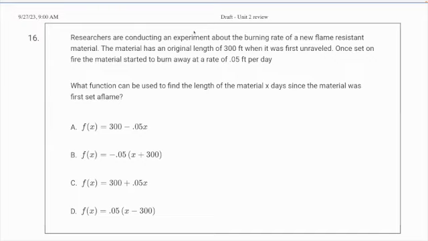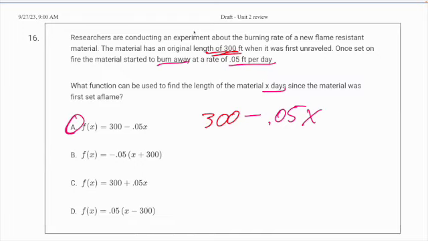Guys, let's take a look at this one. Researchers are conducting an experiment about the burning rate of a new flame-resistant material. My material has an original length of 300 feet. Now, it's set on fire and it is burning away at a rate of 0.05 per day, where x represents days. So we have an initial length of 300, we are subtracting 0.05 from it. That gives me A.